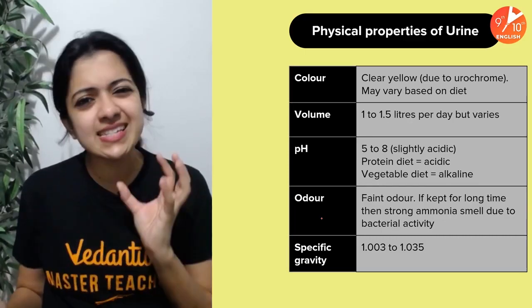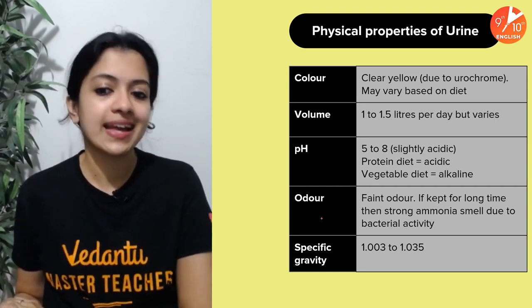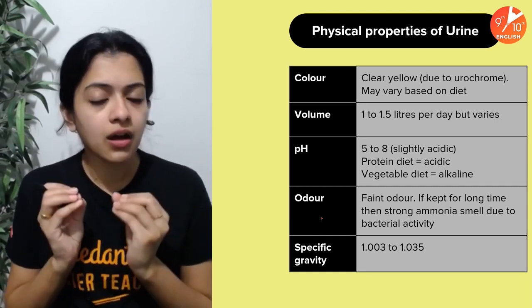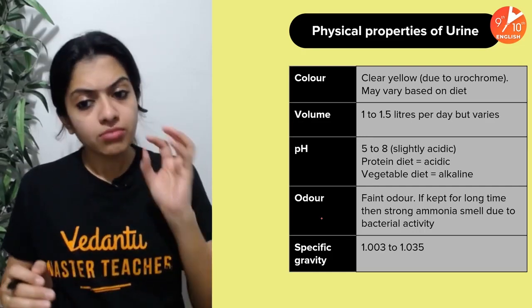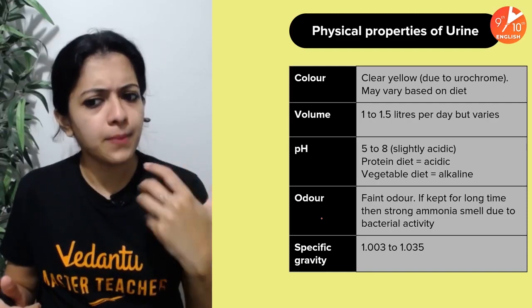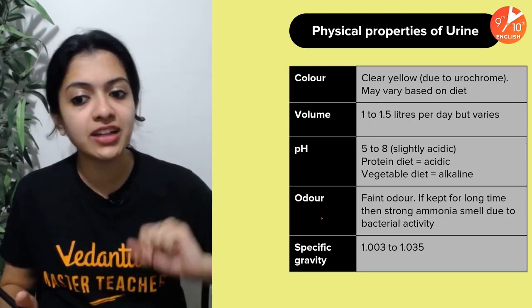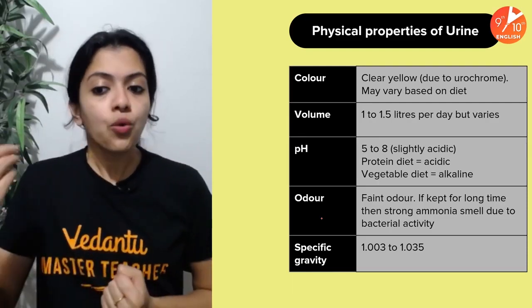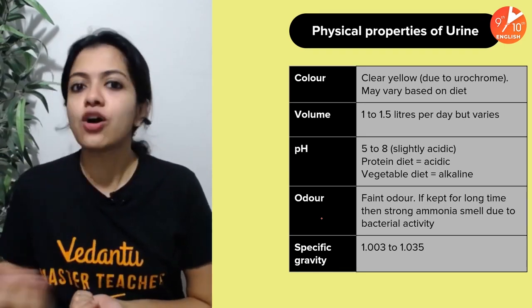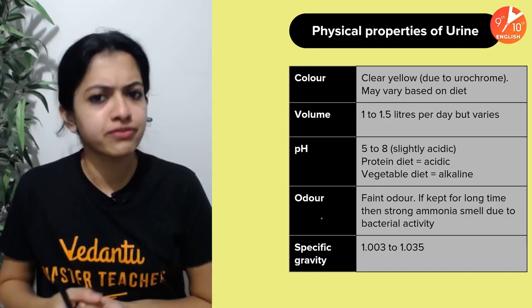pH of urine, it is said to be slightly on the acidic side. 5 to 8 on an average would be the pH of urine. A protein diet would normally give rise to a more acidic urine, while a vegetable or vegetarian diet would mean urine typically is going to be slightly on the alkaline side, which means above 7.